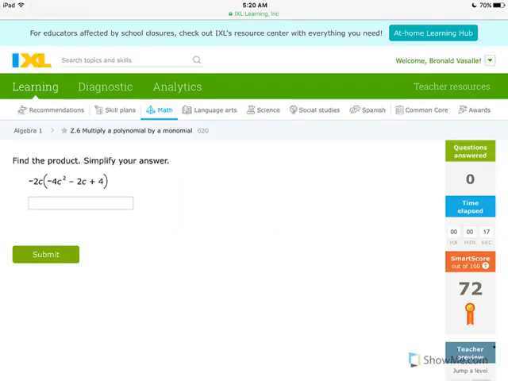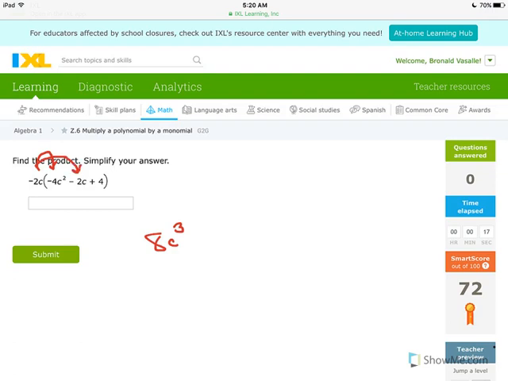And for the next one, same thing. We have one term outside and multiple terms inside, so we're just going to distribute it all the way through. So we'll do negative 2c multiplied by negative 4c squared. Negative 2 times negative 4, that should get you positive 8. And then c times c squared, that should be c times c times c. So that's going to be c to the third.